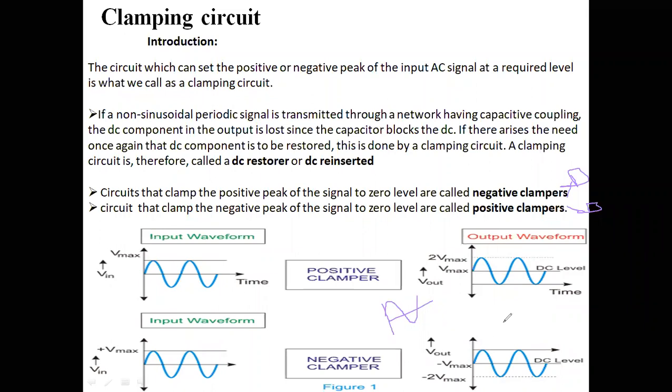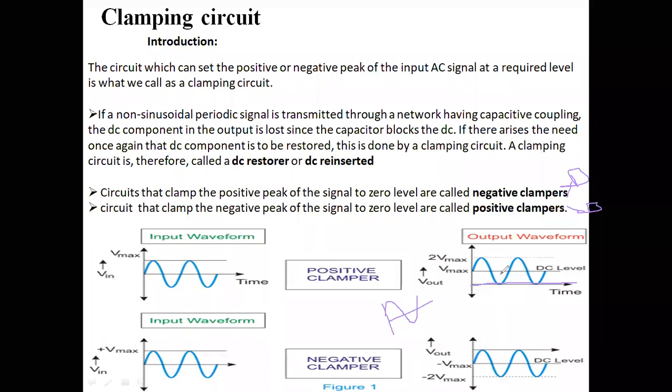Simply, a positive clamper means that the negative pulse of the waveform is clamped to the positive side. This is your 0 level. The input side has a positive and negative pulse, but the total waveform is above the 0 level; the entire complete waveform is on the positive side.